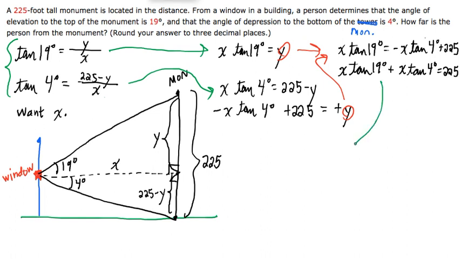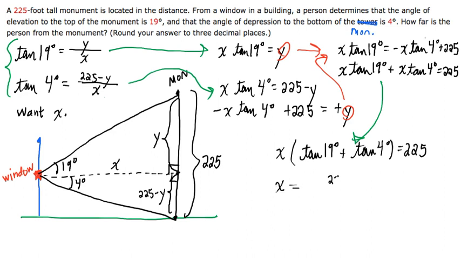I'm a little crunched on space, so let's come down here. Let's factor the x out from those two terms on the left. So we have x times tangent of 19 degrees plus tangent of 4 degrees is equal to 225. And then we can divide both sides by this summation with the tangents to solve for x. So x is equal to 225 divided by the sum of tangent of 19 degrees and tangent of 4 degrees. And we would simply need to approximate that value on a calculator to get the final answer.